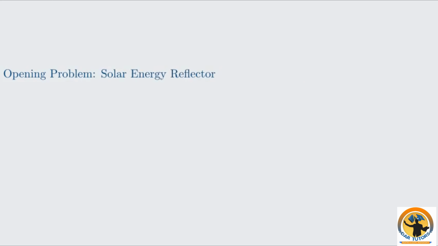We'll begin with a real-world problem. Imagine an energy-conscious person, Misha, wants to heat his coffee using solar energy. He decides to build a reflecting surface. He knows that the sun's rays arrive parallel and that they will reflect off the surface according to a specific law.